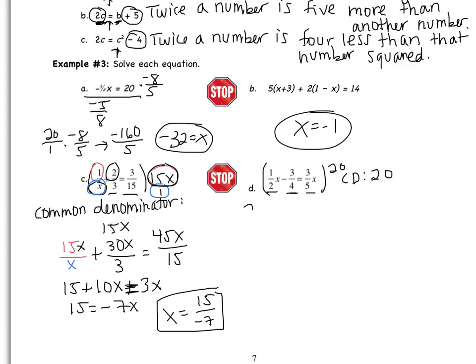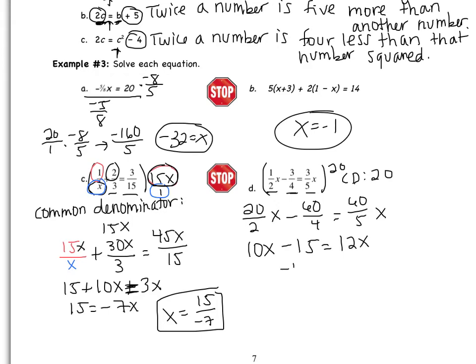20 multiplied by 1 is 20, and then keep the denominator the same. 3 multiplied by 20 is 60, denominator stays the same. 3 multiplied by 20 again is still 60. Okay, 20 divided by 2 gives me 10, and then I still have that x. 60 divided by 4 is 15, and then 60 divided by 5 is 12.